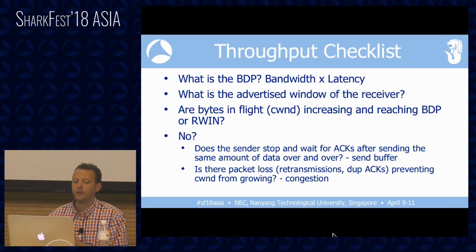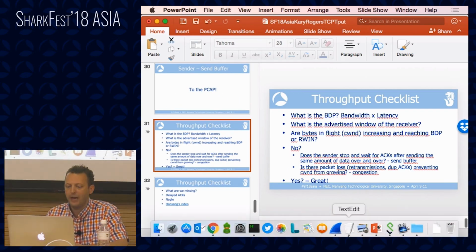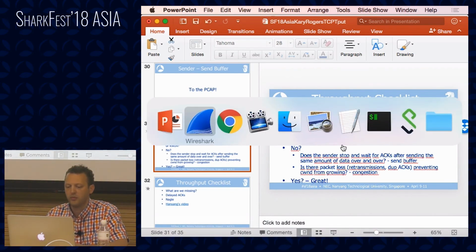If there's packet loss, you see retransmissions, you see dupe ACKs, previous segment not captured, potentially you have packet loss, and that's going to stop the congestion window from growing. If you get through all this and it's good, then great. There may be a few other factors, but before we do that, let's have a look at what packet loss looks like in terms of performance.